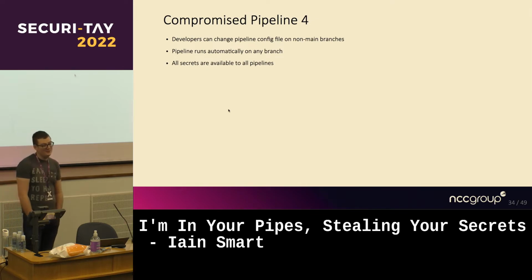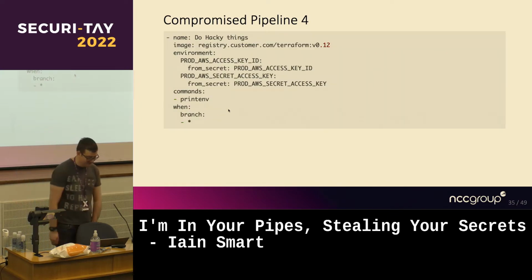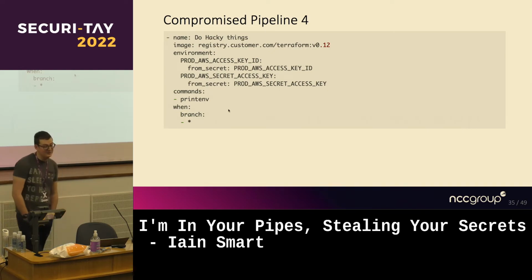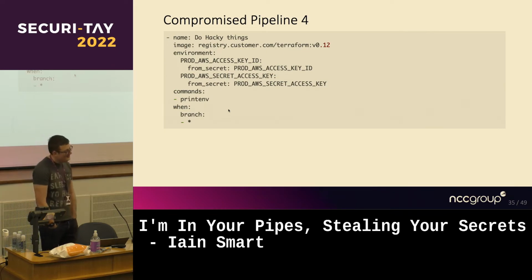All of the secrets are available to the pipeline because you never know when it's going to be needed. So we did the really, really, really clever thing of saying, I want to do hacky things. Why don't you just, on any branch, read me the production AWS keys, please? Obviously that worked. Why wouldn't it? The devs basically went, this isn't a thing, you can't do this, it's not possible.